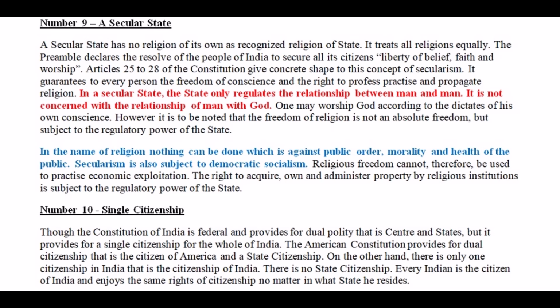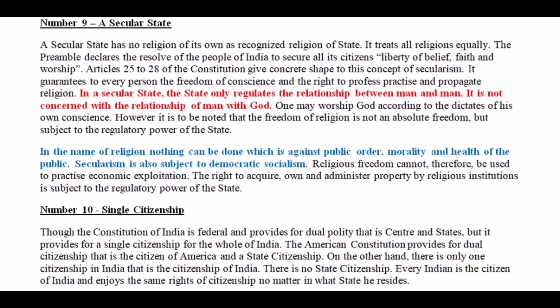It guarantees to every person the freedom of conscience and the right to profess, practice and propagate religion. In a secular state, the state only regulates the relationship between man and man. It is not concerned with the relationship of man with God. One may worship God according to the dictates of his own conscience.